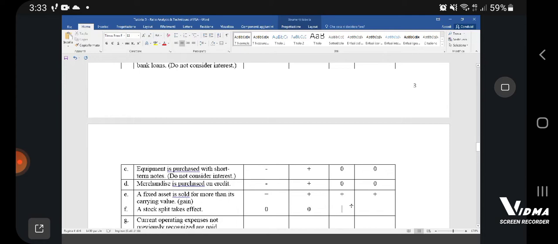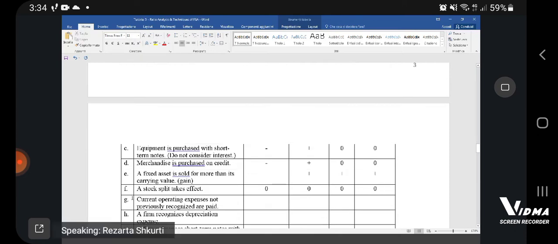No change in the earnings, no change in the stockholders' equity. The total amount of stockholders' equity is the same. What is changing is only the number of shares, and the value of each share is lower after the stock split.